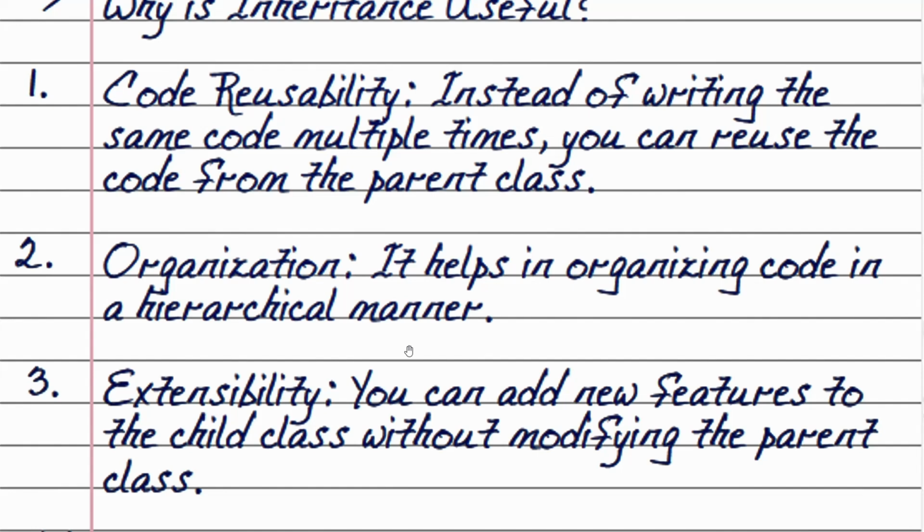So we always make the object for the child class, because the child class has more features: it has its parent's features as well as its own features. So we make the object for the child class, and it can be very useful.